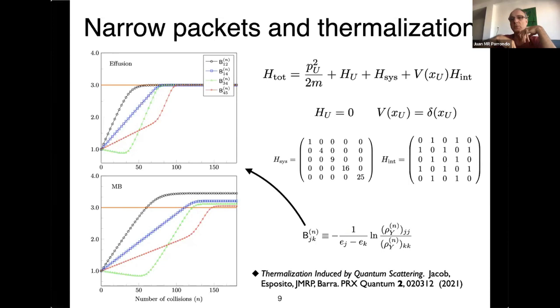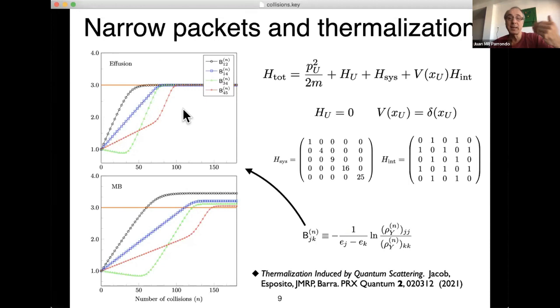And the interesting thing is that if these conditions are fulfilled, then the energy exchange between the system and the unit is heat, is energy that can be considered as heat.